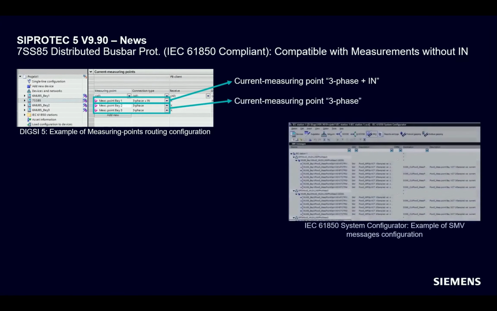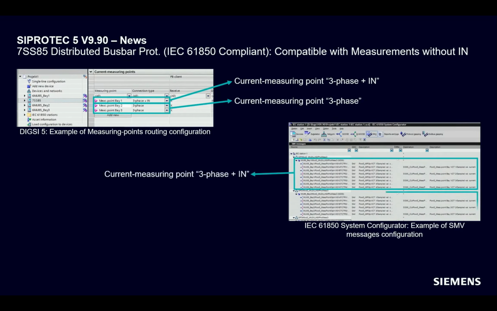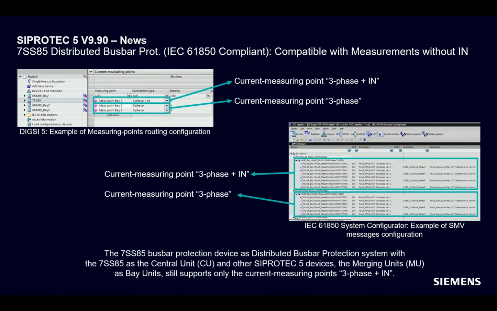Taking a mixed solution using current measuring points 3-phase plus IN for some Bay units and current measuring point 3-phase for other Bay units as an example, here we can see how the current measuring points can be configured in DIGSI 5 and how the SMV messages can be configured in the IEC 61850 system configurator. This new feature is valid only for the distributed busbar protection IEC 61850 compliant option.